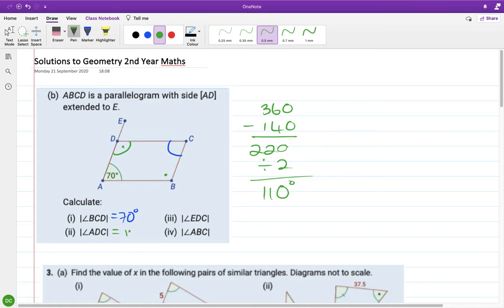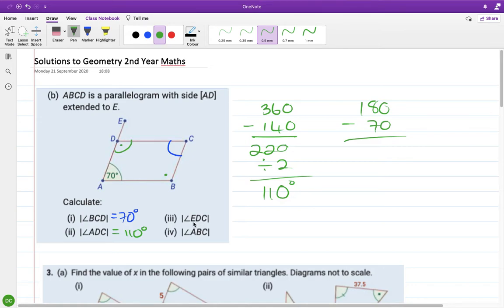So that's 110. Another way of getting there is that adjacent angles add up to 180. Okay, so this and this would be adjacent angles. So you could simply have done 180 minus 70 is 110. I don't know that we've done that theorem yet, but that is a theorem. Sorry, I'm trying to tidy this up a bit. Yeah, adjacent angles add up to 180.